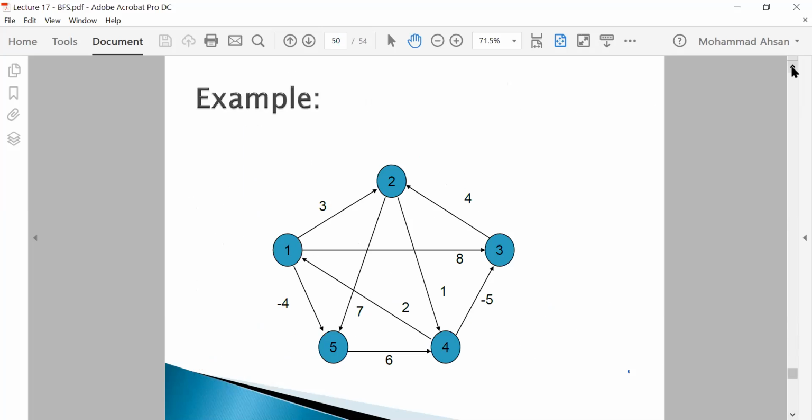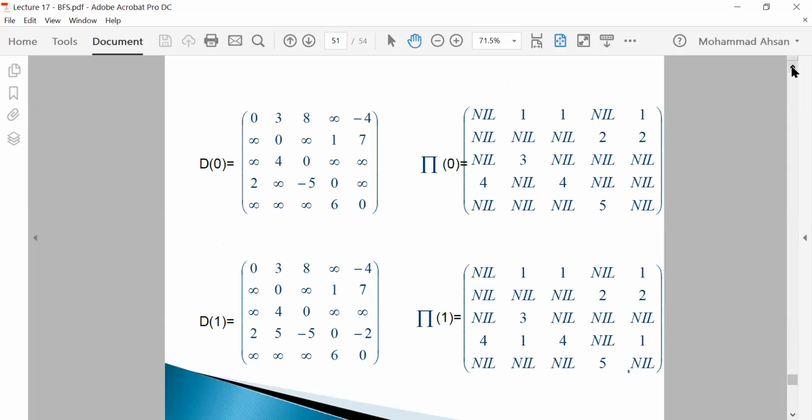So what we do is we want to find the shortest distance between all pairs, and obviously the distance would mean the actual path. This is the all pairs shortest path problem, so we want to find the path as well as the shortest distance. So what we do is we initialize two matrices.